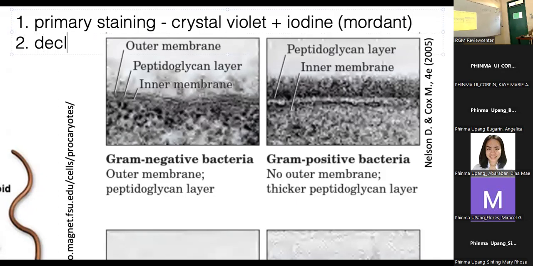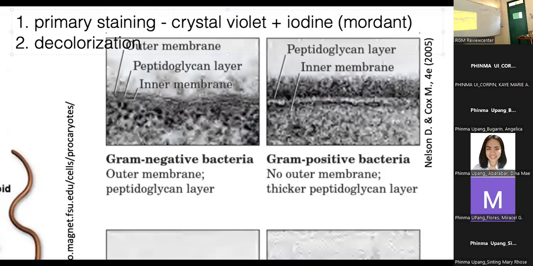Next, the second step is decolorization. This one makes use of ethanol, 95% ethanol for decolorization. Now, this is where the difference lies between the gram-positive and the gram-negative bacteria.